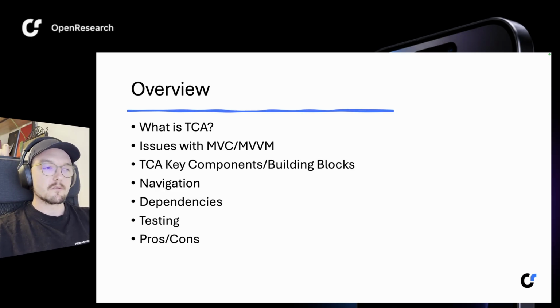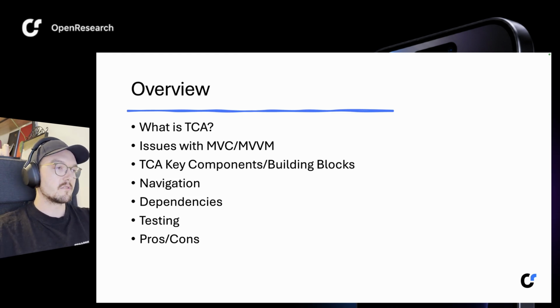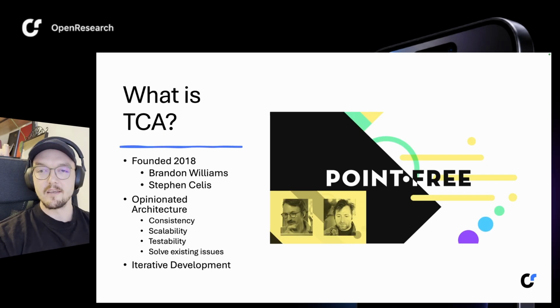Afterwards, I will talk a bit about TCA as a whole, just an overview: what are the key components, what are the building blocks, and how is it held together. And then some basic concepts in TCA about navigation, how does navigation work in TCA, what are the options, dependencies, which are actually very important in the TCA architecture, testing, which also takes a huge role in the whole architecture itself. And at the end, I want to give you some pros, some cons, and some personal feelings about the architecture itself. Let's start with TCA in general.